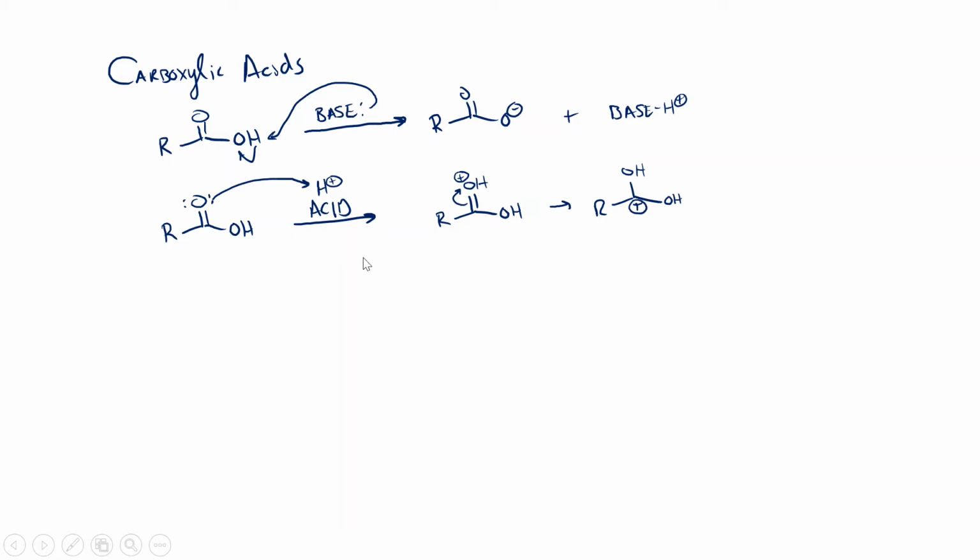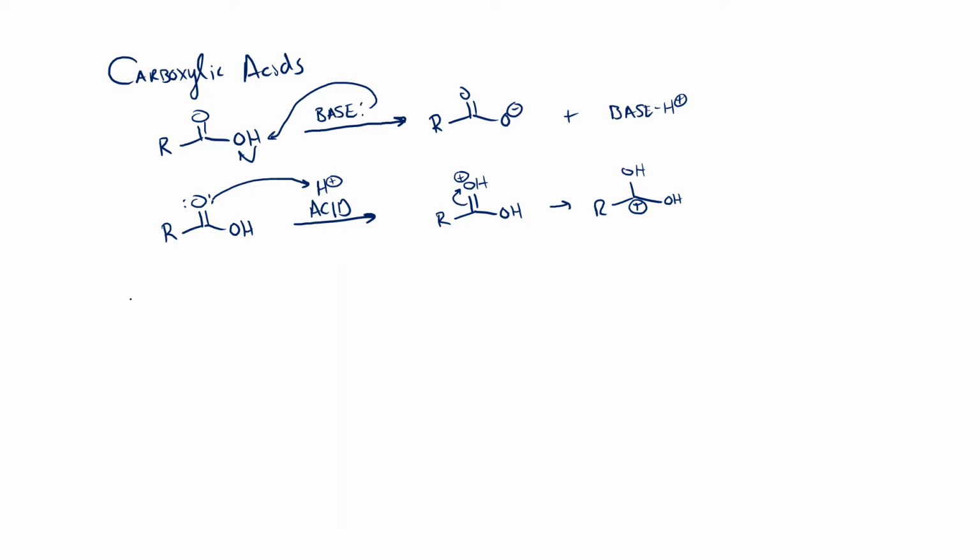But if you add base, you're going to remove the hydrogen from the OH. If you add acid, you're going to add the H plus to the oxygen. So the first thing to know about carboxylic acids is that mostly the main thing we use them for is that they are acidic. They're a source of H plus. We can have them add H plus to whatever base we use. Okay, so that's not terribly exciting.